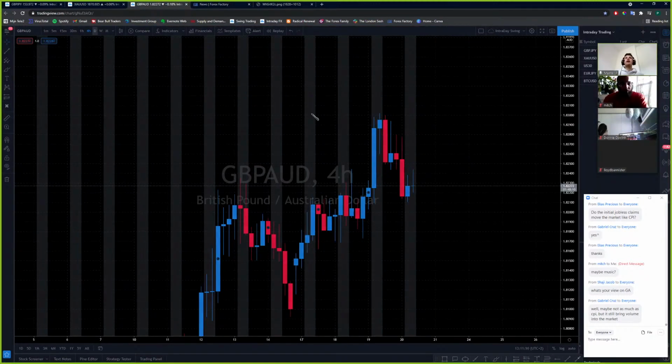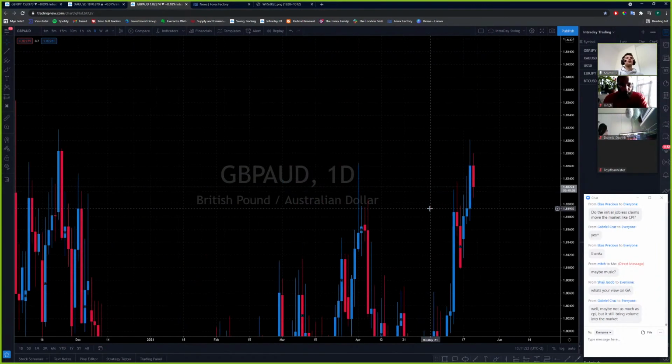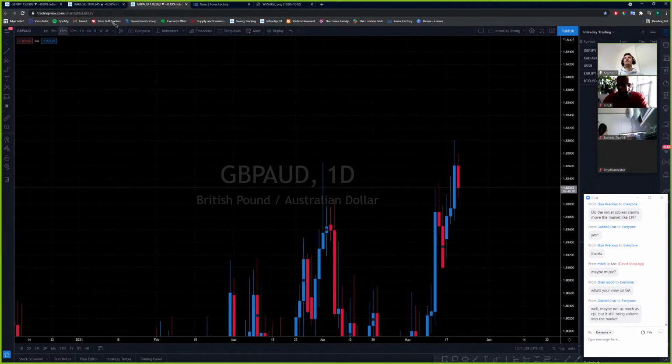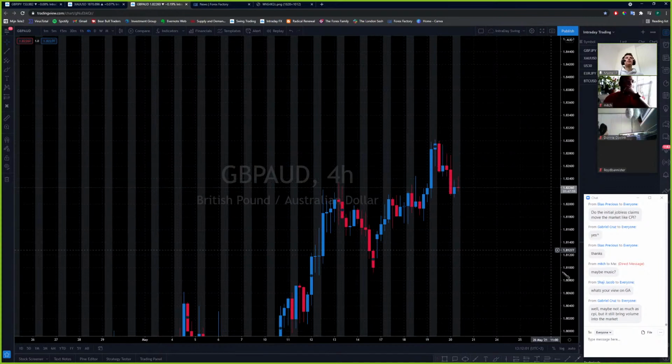So let's do some analysis on pound Australian dollar. We see the daily closed bullish. It tapped into this level over here, and now we're coming down bearish. So let's look for more information on the 4 hour.